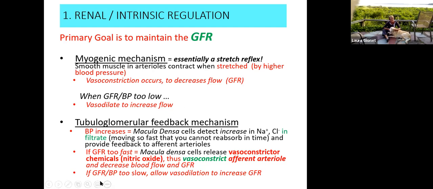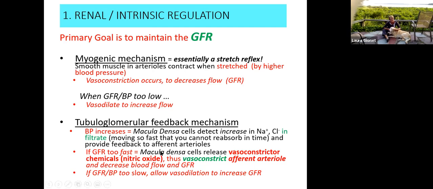Okay, but we also have what's called the tubuloglomerular feedback mechanism. And this is the influence of those macula densa cells in the distal convoluted tubule. So as blood pressure increases, right, and we have an increased glomerular filtration rate because the filtrate is moving faster, a fast moving conveyor belt, those macula densa cells start to detect an increase of the sodium and potassium in the filtrate because it's moving so fast, we're not reabsorbing it and putting it in blood. All right. So moving so fast, you cannot reabsorb in time, and they provide feedback to the afferent arterioles.